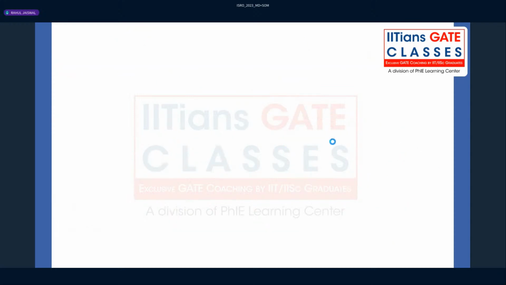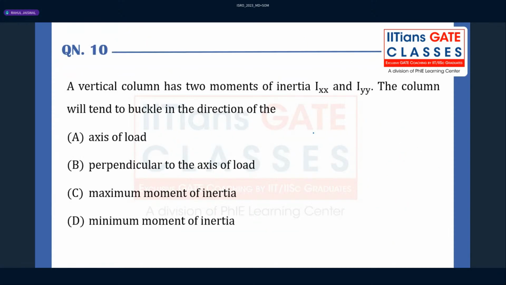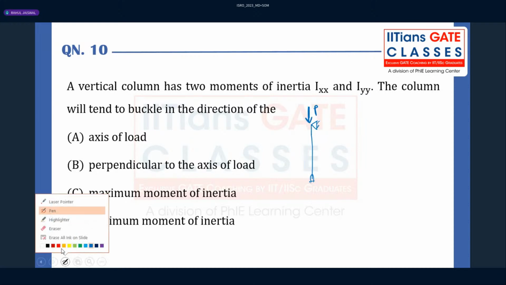Okay. So now when you look at question number 10, this is a simple question. What is the answer for this? A vertical column has two moments of inertia. Here we have, let's say, a support where it is subjected to some axial compressive load. Because of that, buckling will happen.